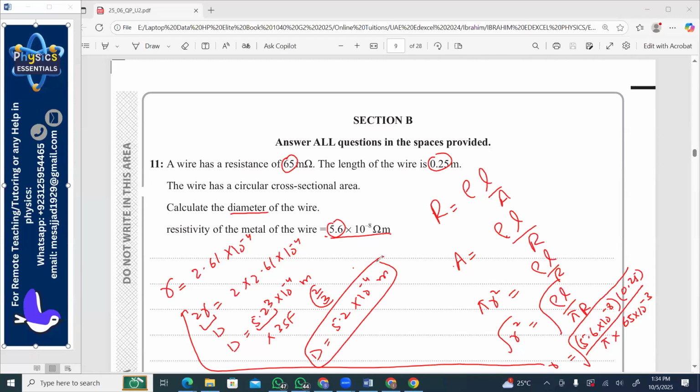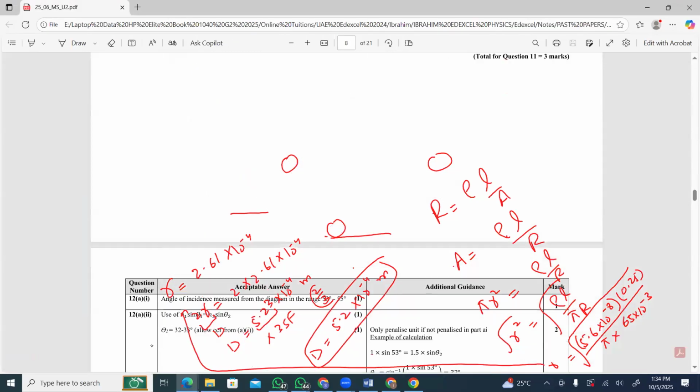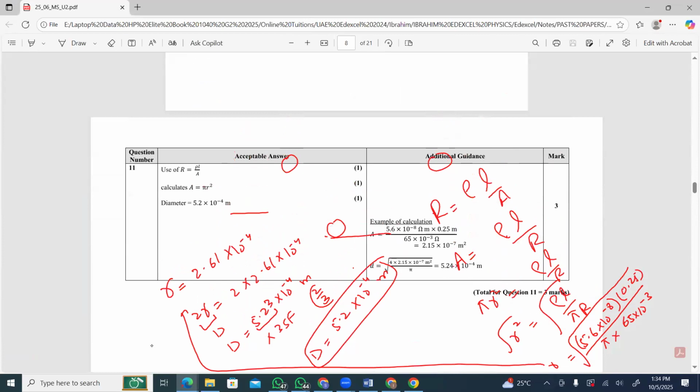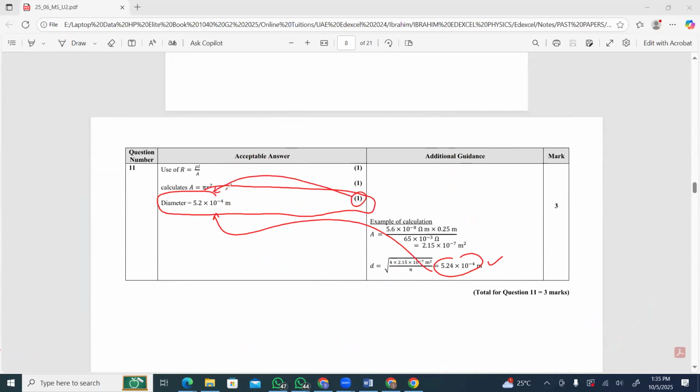I need to see the mark scheme for that for confirmation. Please hold on. Yeah, exactly. It is 5.2 into 10 raised to the minus 4. And you can see that in the answer they have calculated this, but in the answer they're not writing this, and they're saying exclusively that 1 mark is for writing it in appropriate number of significant figures.